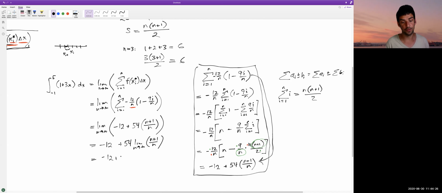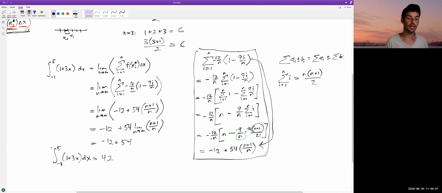I get negative 12 plus 54, which gives me 42, right? And so what we're saying here, the definite integral from negative 1 to 5 of 1 plus 3x dx, oops, I forgot my 1 here, is 42. In other words, there's an area between this graph, 1 plus 3x, and the x-axis, and the area between those two is 42, okay?